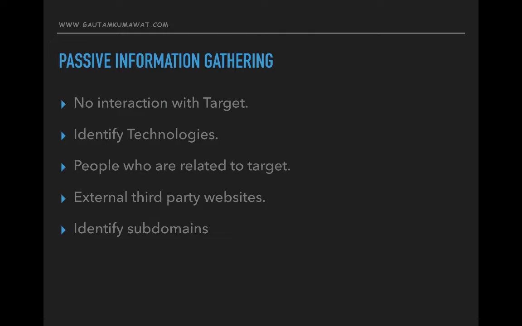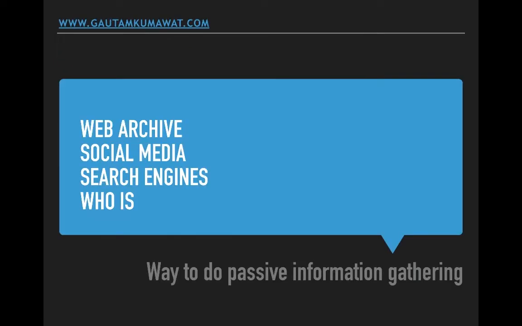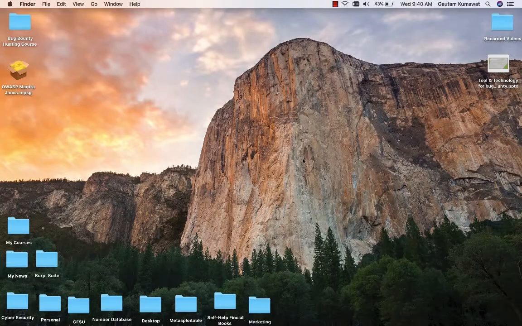So how can we find all this information? We can find it from the web archive, from social media, from search engines, and from whois. So these are basically the ways to do passive information gathering. We are going to explore all these techniques in our upcoming videos, so stay tuned.